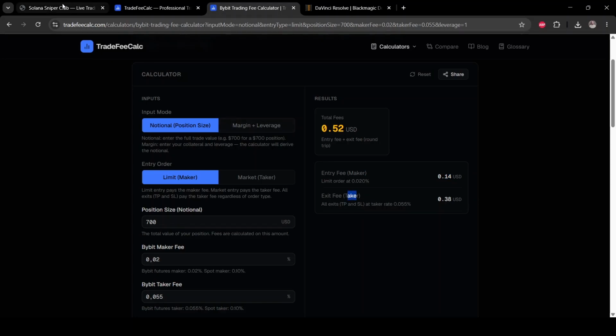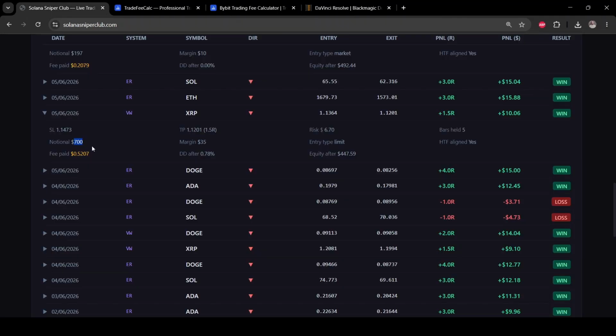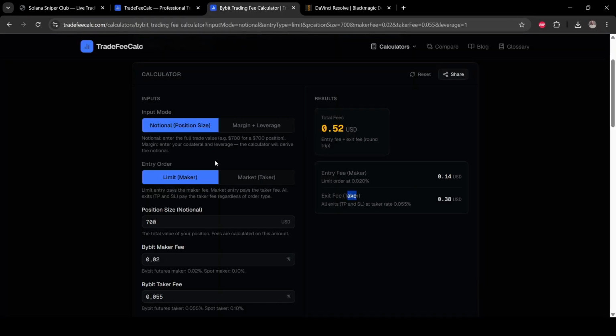If we go to the trade history, we can see that this is actually correct. We paid 52 cents in total for this trade. Here's what happens if you use a market order. You pay 77 cents instead of 52. And this is a trade killer, because a lot of people don't take the fee calculations seriously.